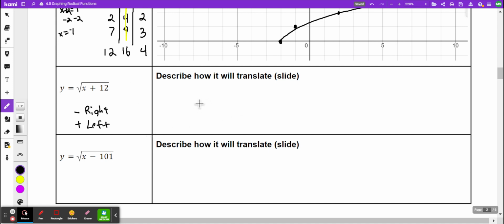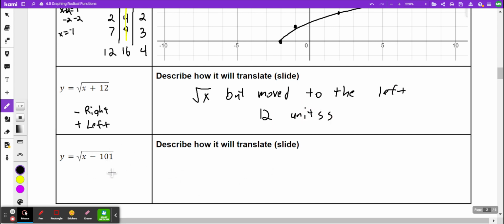So on this one, I would say, hey, square root of x, but moved to the, well, is it right or left? It's plus, so it's left. Left 12 units.